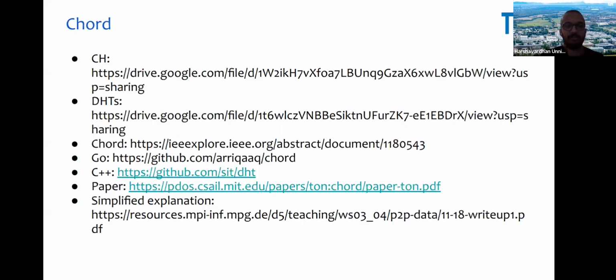And here are some more resources on distributed hash tables, the Chord protocol, and their implementation in various languages.